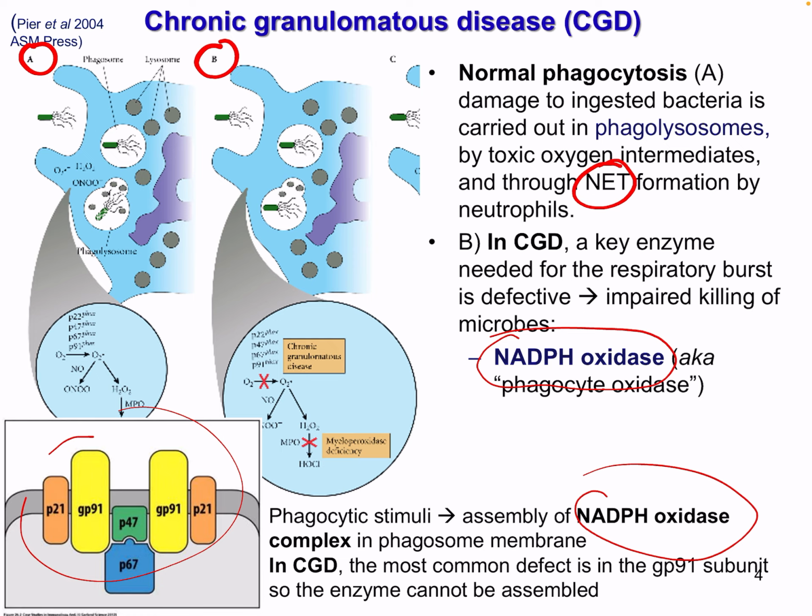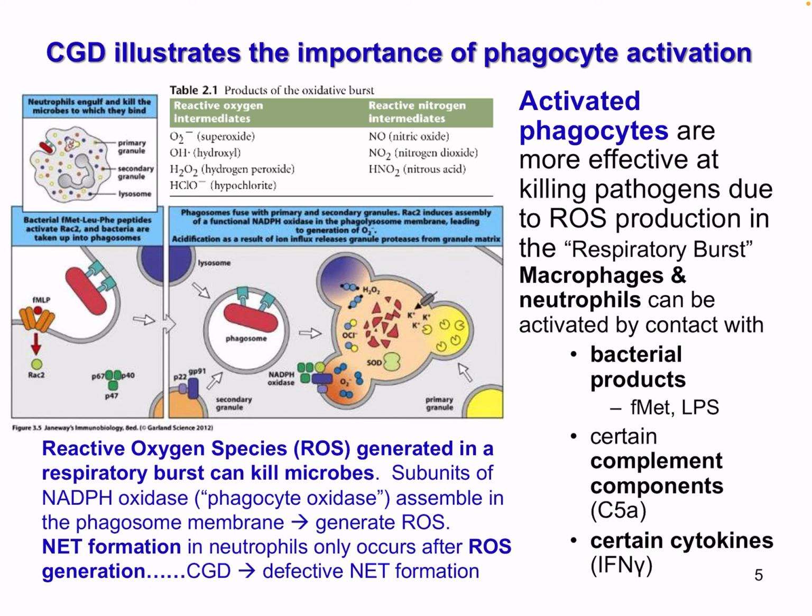In CGD, the most common defects are to the gp91 subunit, so the enzyme cannot be assembled properly. So here we can see, without NADPH oxidase, we can't have this reaction, and we don't have our reactive oxygen intermediates. So again, CGD illustrates the importance of phagocyte activation. Activated phagocytes are more effective at killing pathogens due to the reactive oxygen species production in the respiratory burst. Macrophages and neutrophils can be activated by contact with bacterial products such as fMet and LPS, certain complement components like C5a, and certain cytokines like interferon gamma.